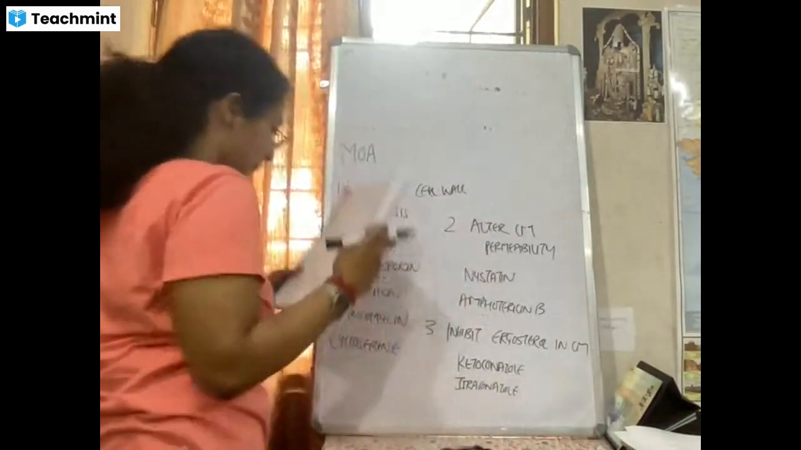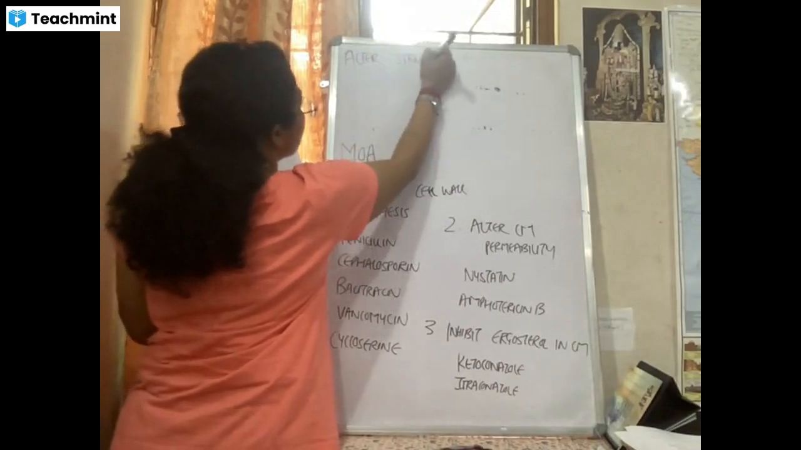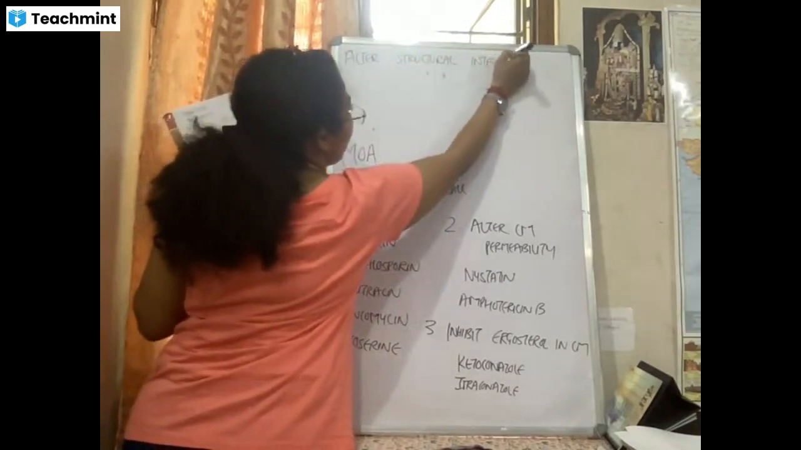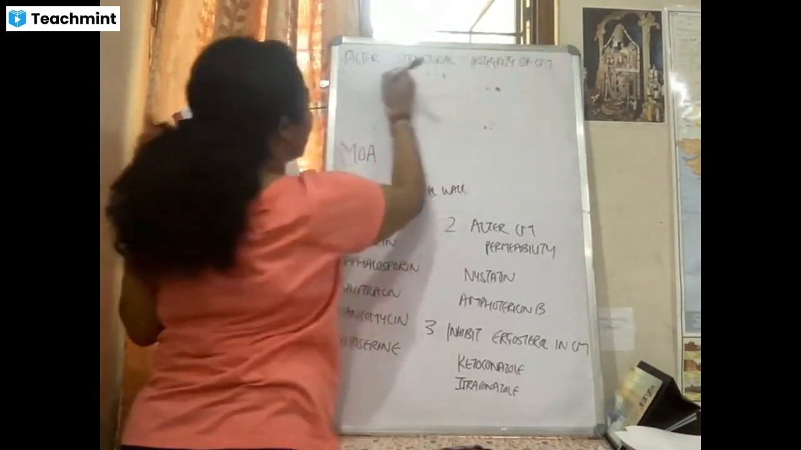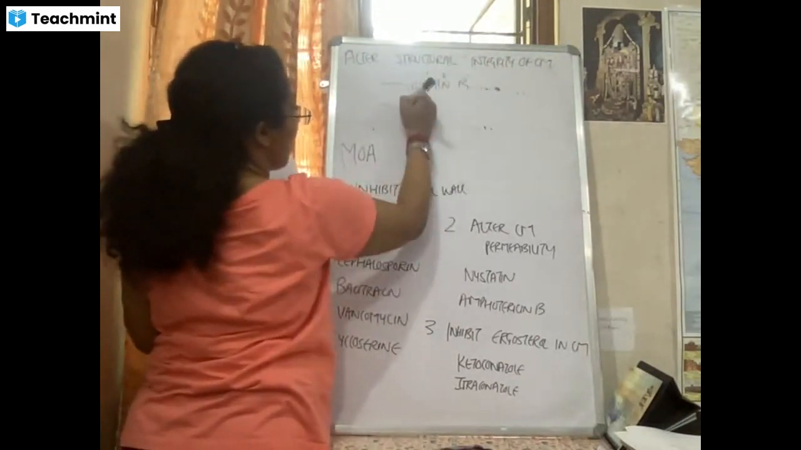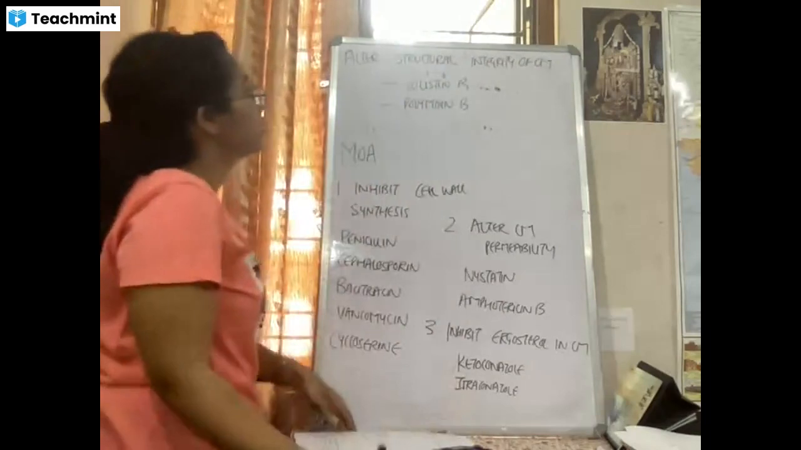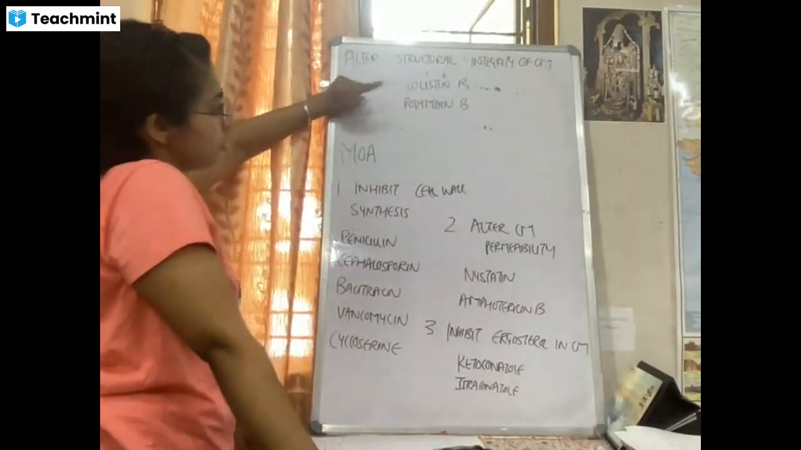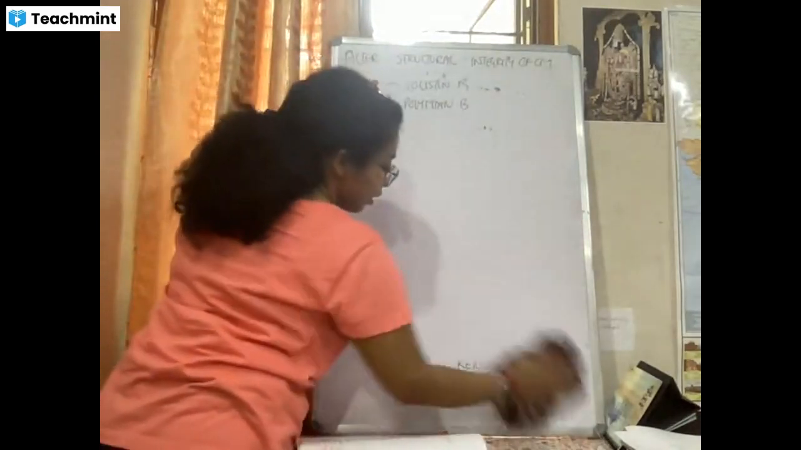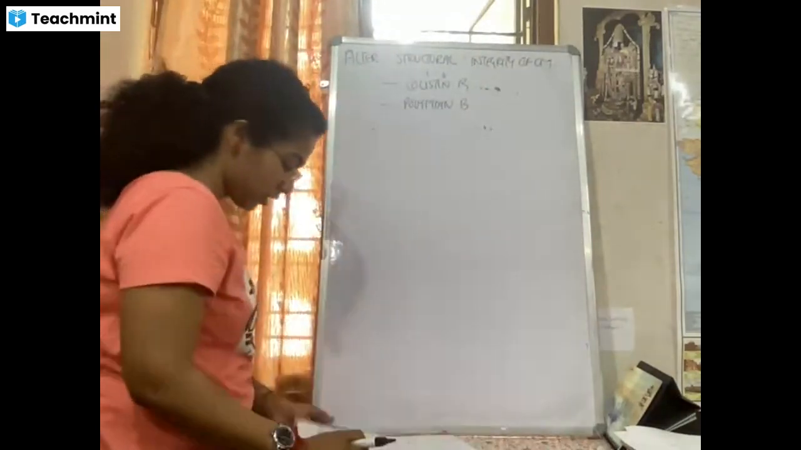Now, those that alter the structural integrity of the cell membrane are colistin and polymyxin B. Alter structural integrity of cell membrane: colistin, polymyxin B. Now, drugs acting on protein synthesis. This mechanism of action part is very important, and our questions are asked directly from here.